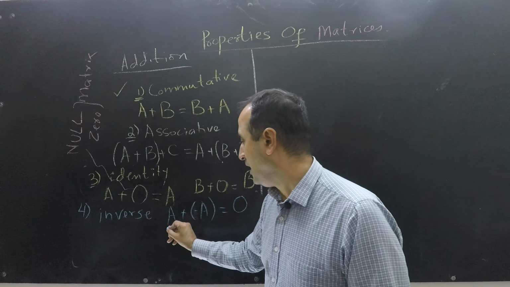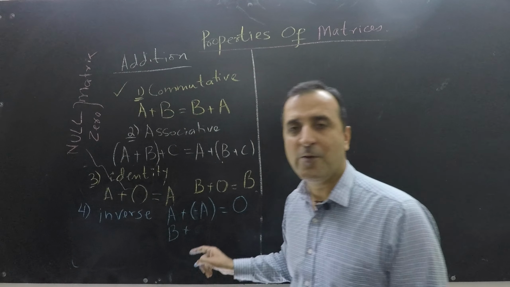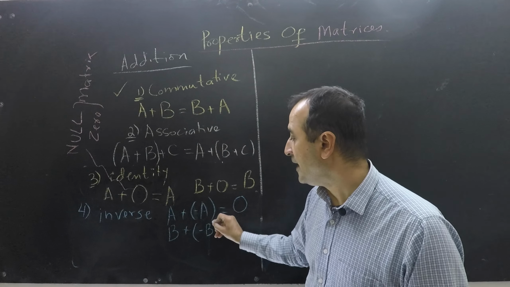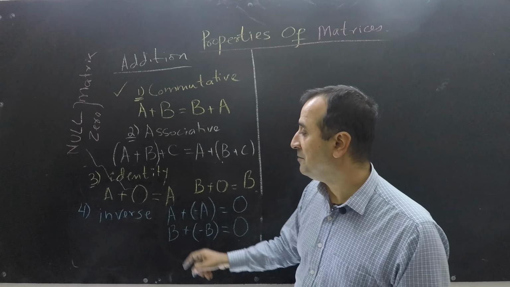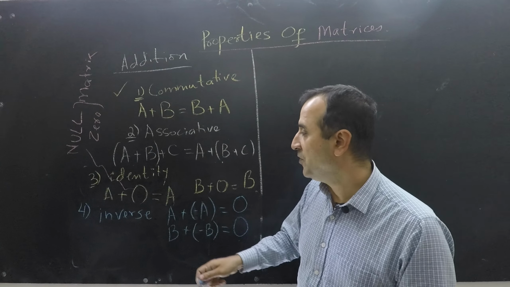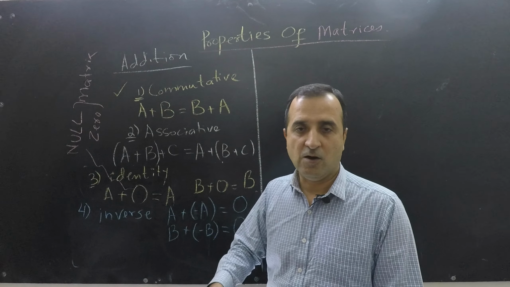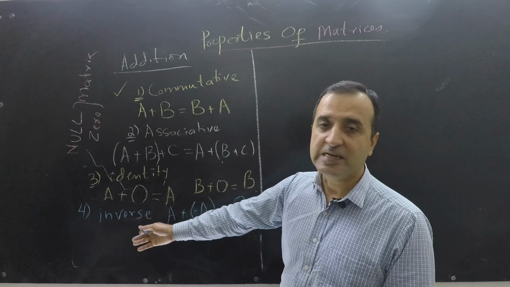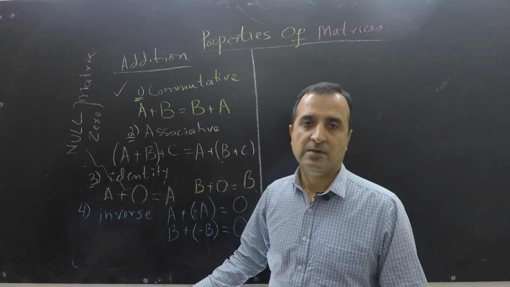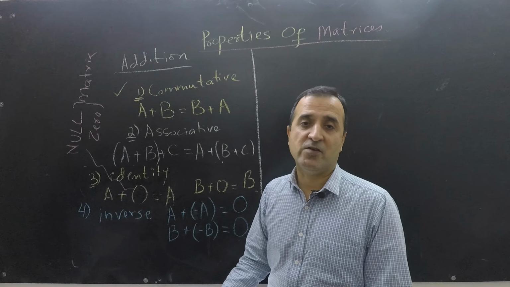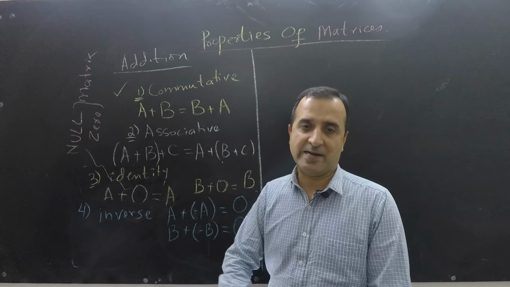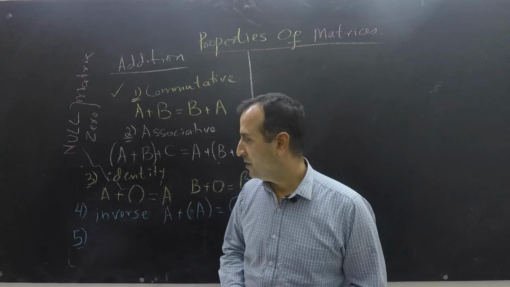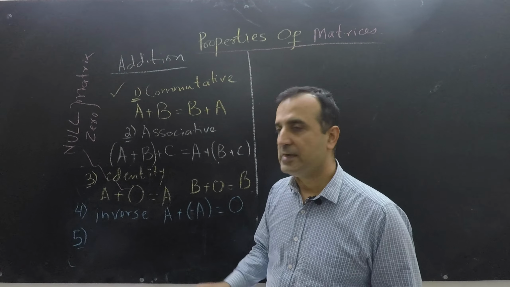If our matrix is B, then our inverse will be what matrix? Minus B. So it is easy to see that for all the matrices we can find the inverse, because we can multiply all the matrices with the minus sign. So for all the matrices, in case of addition, the inverse exists. And it's very easy to find the inverse. You can just multiply all the entries with the minus sign. So now the last property. The last property that we want to discuss is the closure property.